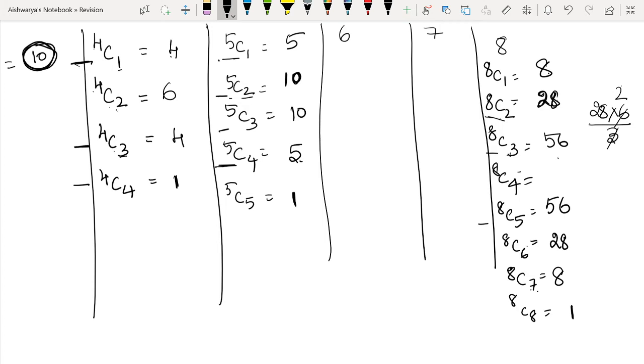Are you clear? Now coming to 8C4. Similar analogy. 56, the additional multiplication you are going to do is for the fourth number, which is 5, and the additional division is 4. So you can just do 56 divided by 4 into 5. So the answer becomes 70. Easy? Okay.